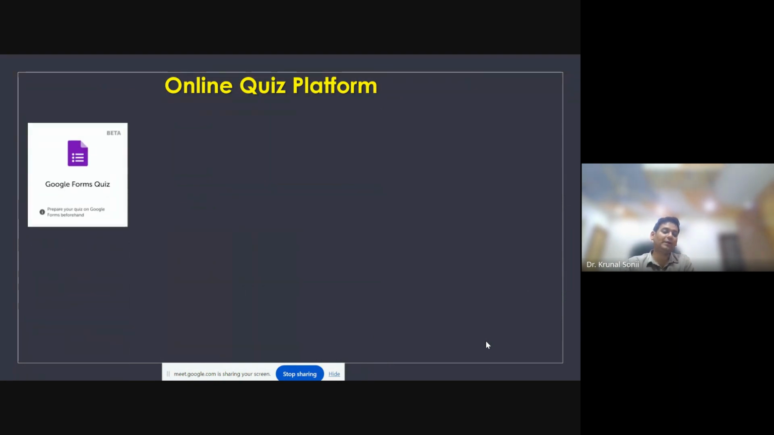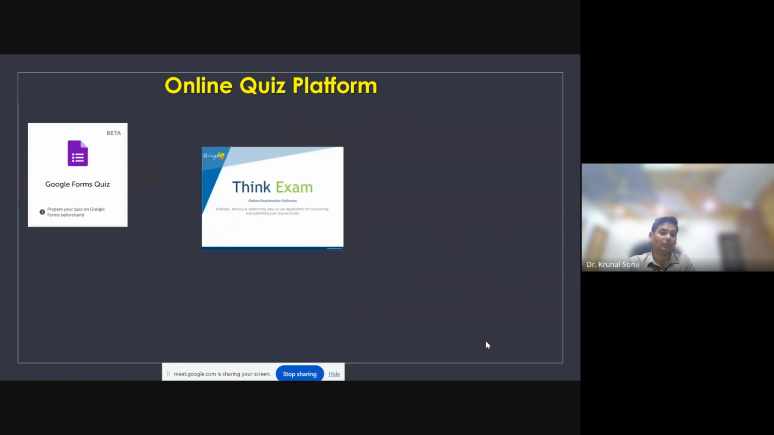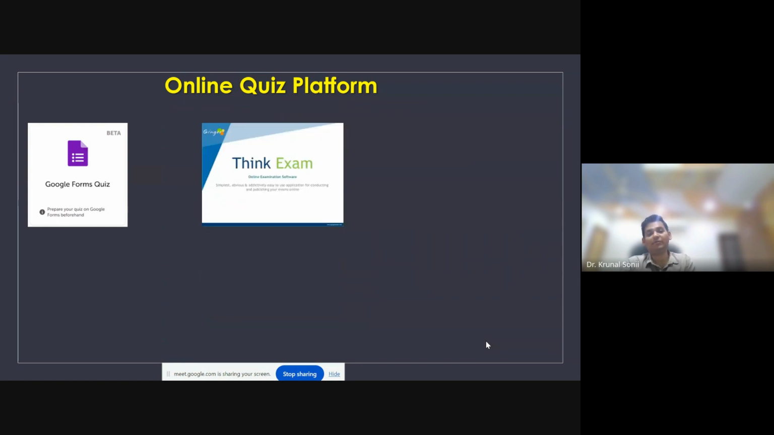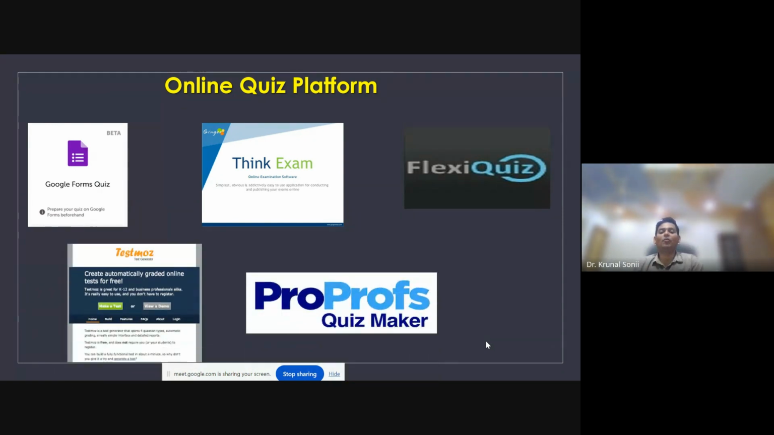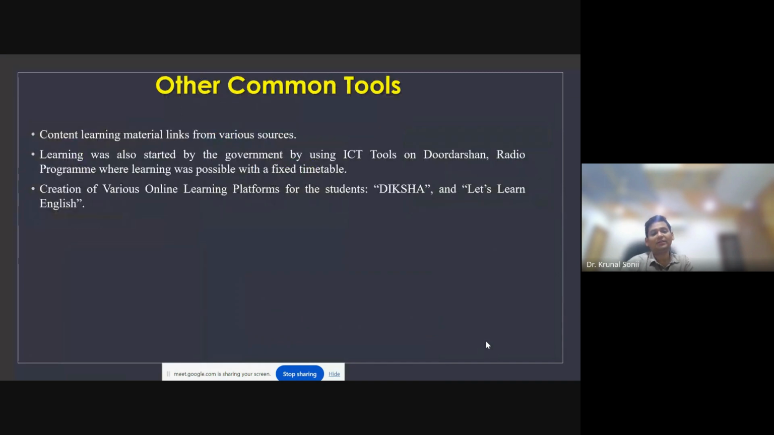So if you want to conduct examinations, what are the various modes of examinations available as part of ICT tools in the teaching learning process? Google Form Quiz is one of the platforms. Then you can have Think Exams as another platform. Then we have Plexi Quiz, Testmos.com, Rofos, Quiz Maker, right? So these are the tools.